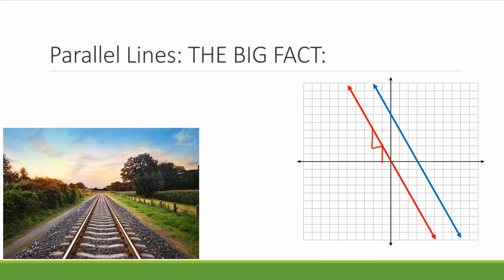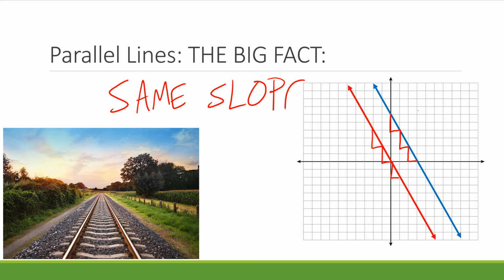Down 2 over 1, down 2 over 1, down 2 over 1. This line, down 2 over 1, down 2 over 1. Oh my goodness, parallel lines have the same slope. Cool, and that's why they never touch, because they keep going down at the same rate. They're never going to touch each other because they're moving at exactly the same rate.